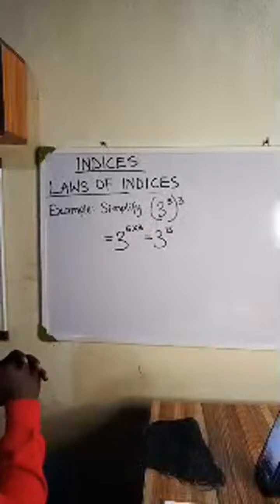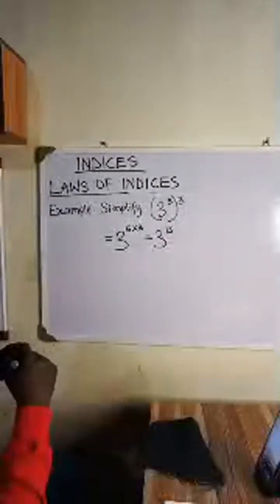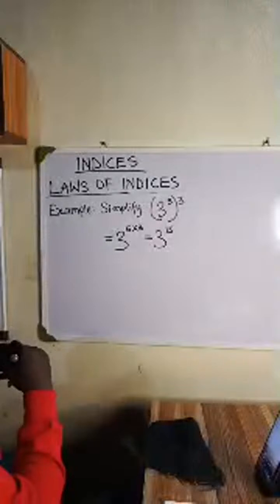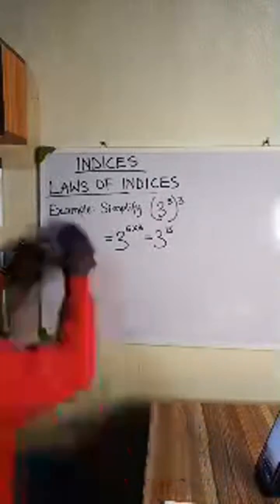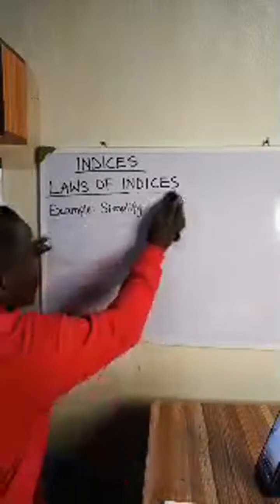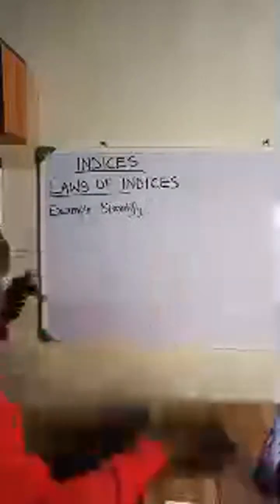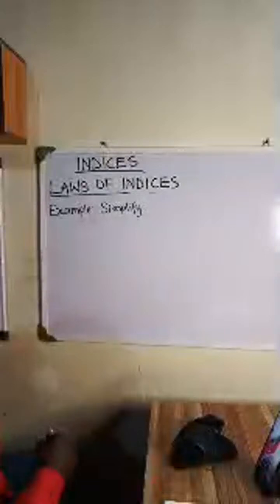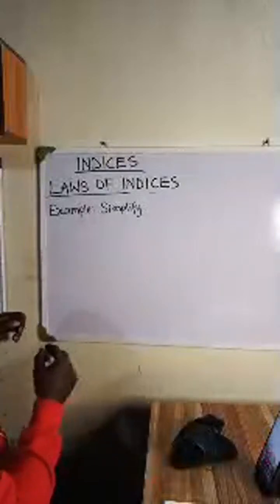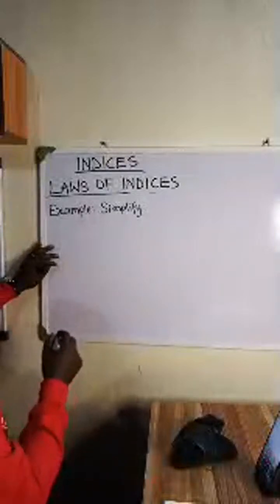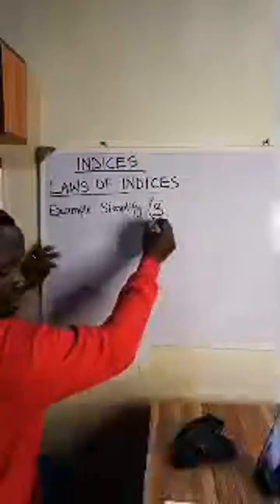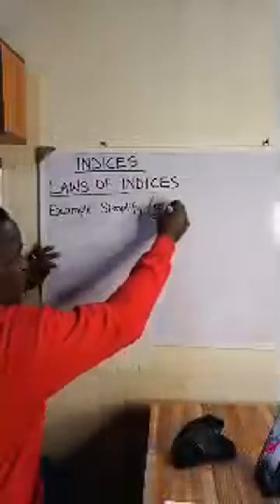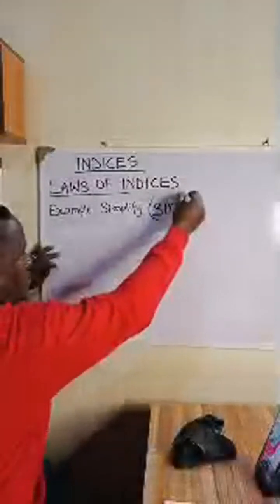Let's look at another example. Let's simplify 3 to the power of m squared to the power of 3.